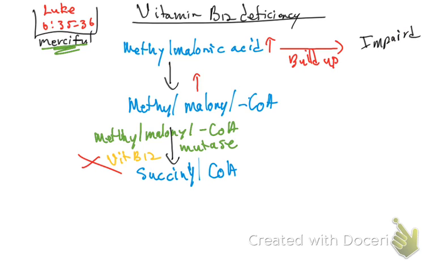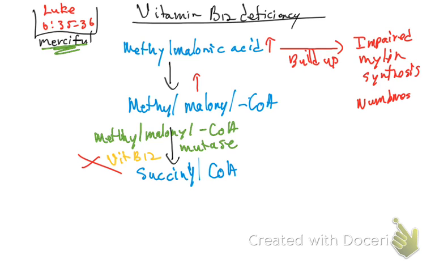So we should do this in red too. The patient is going to have an impaired myelin synthesis. Got it? And for this reason the patient is going to present with numbness. The patient can present with numbness, with tingling, all those.